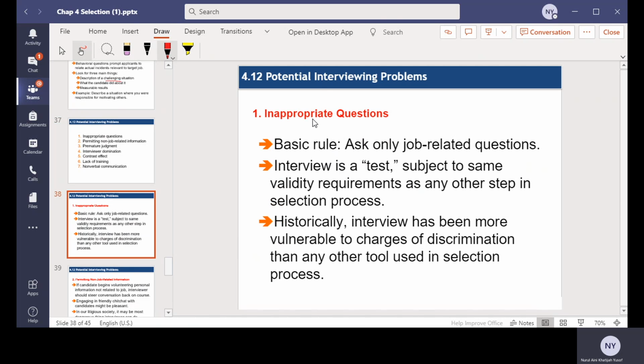The first one is inappropriate question. As I mentioned just now, the problem is from the interviewer. The interviewer might ask a question which is not related to the job. As I mentioned previously, you see the personal details, this employee is 40 years old, single, and then you ask a sarcastic question, why are you still single until this age? Something which is not relevant to be asked. So this is considered an inappropriate question.